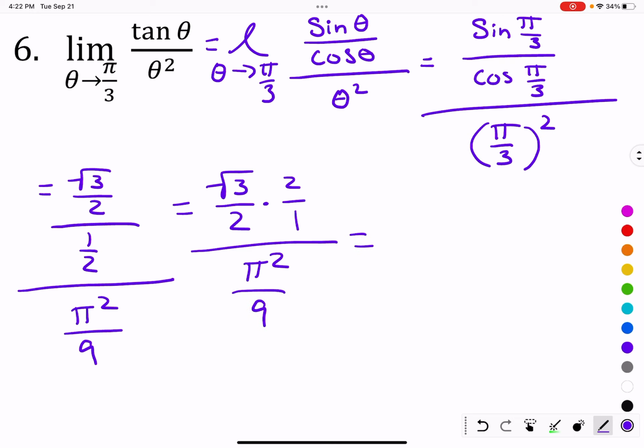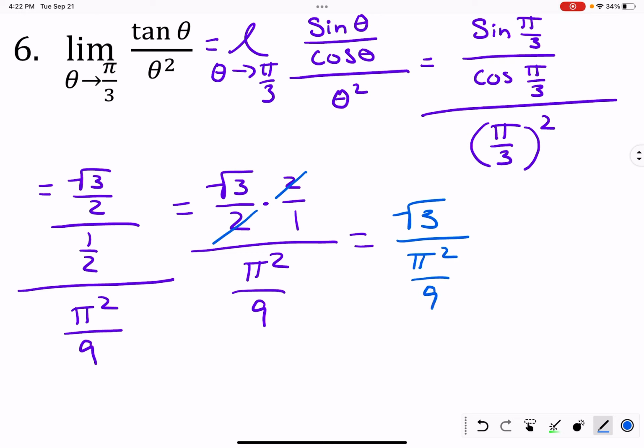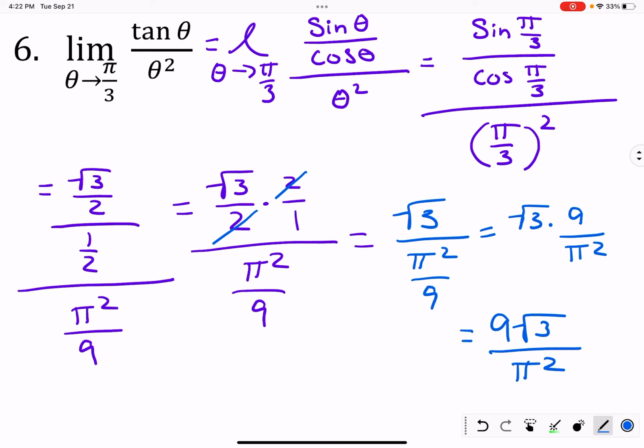Now, of course, these 2's are going to cancel. So our numerator becomes a little more simple. It's just root 3 over pi squared over 9. And now we're going to multiply by the reciprocal again. We have the square root of 3 times the reciprocal, which would be 9 over pi squared. We're just going to write this in a more standard form. We'll put the constant first, and then the irrational constant next, and then pi squared, all over pi squared. So that's your final answer.